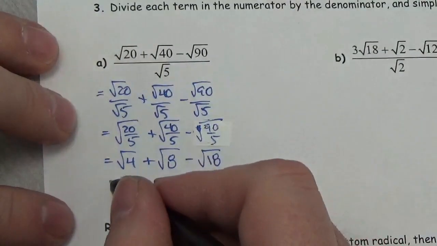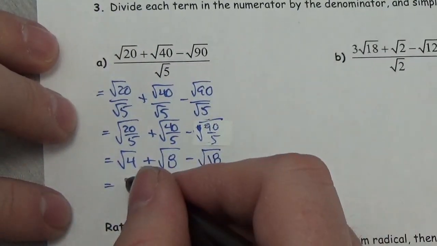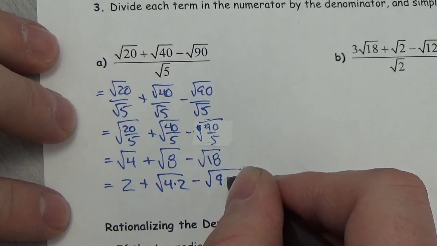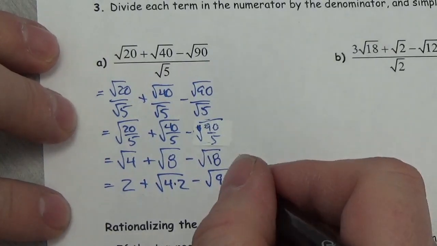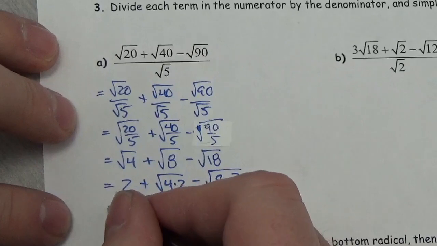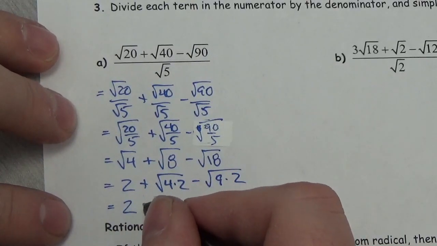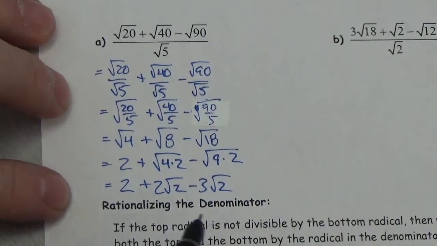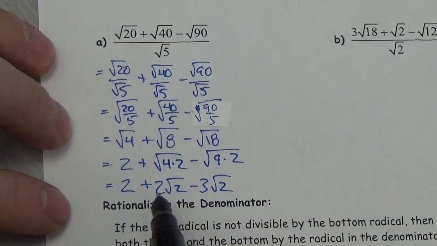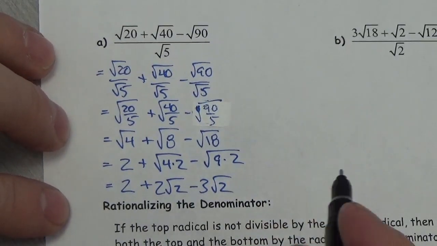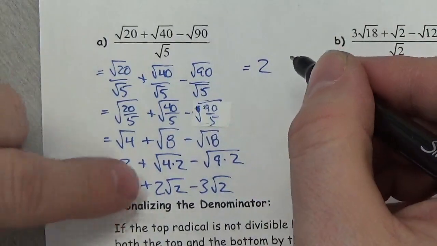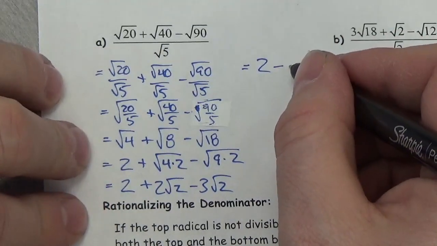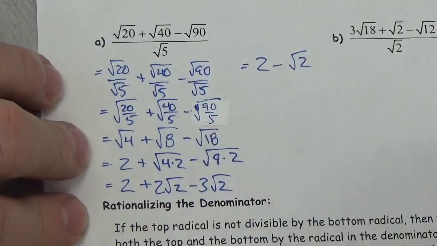And now we simplify. Well, the square root of 4 is easy. That's just going to be 2. But 8 is 4 times 2, and 18 is 9 times 2. And so this will end up being 2 plus 2 root 2 minus 3 root 2. Now, I still have one more step of simplifying here because I've got two terms that are like terms because of the radicals. And so this will end up being 2, that's this one up front here, minus, well, 2 root 2's minus 3 root 2's is going to be a negative root 2. So 2 minus root 2.